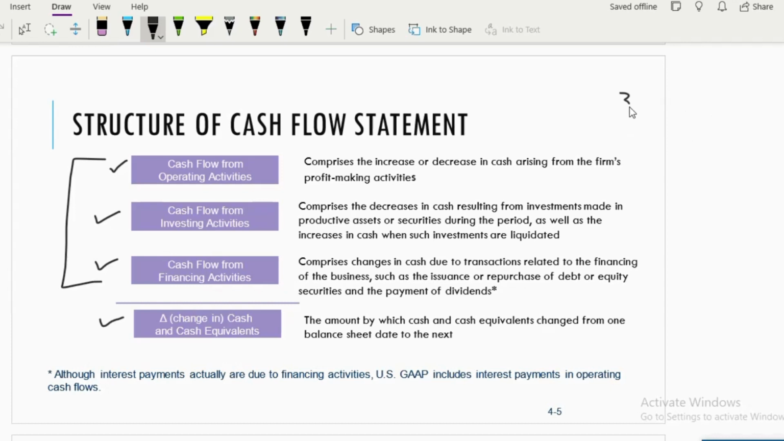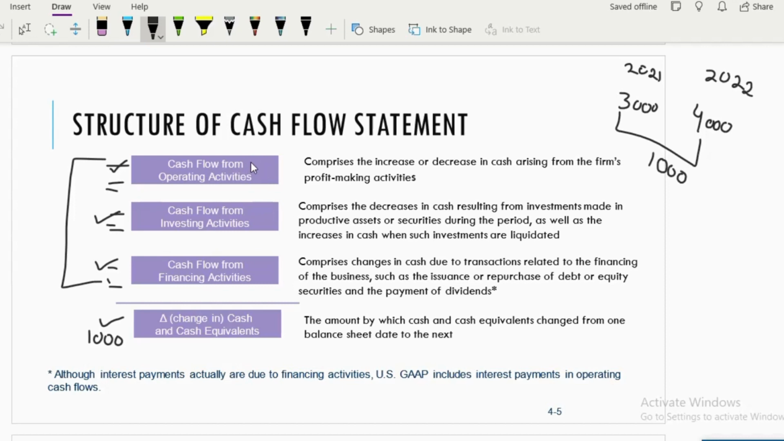As I mentioned before, 3,000 was the cash balance last year. Let's suppose this is 2021, and in 2022 you get a cash balance of 4,000. So the difference between both years is 1,000. When you investigate these three sections, you will find a difference of 1,000, and all the activities which have caused this 1,000 increase will be showing in these independent sections.